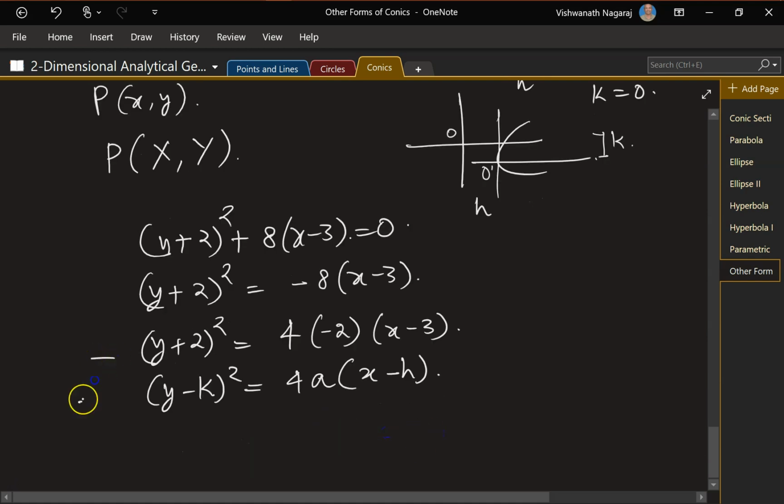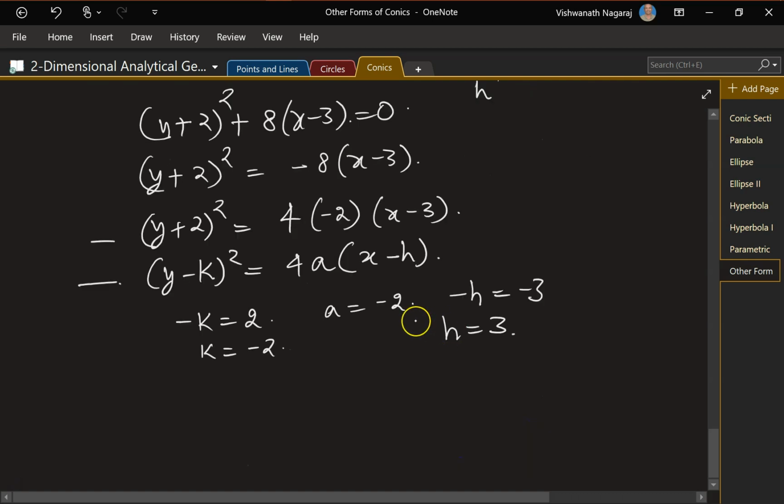So look at these two. Minus k is equal to 2. So k is equal to minus 2. Right? Direct comparison. Here a is equal to minus 2 and minus h is equal to minus 3. So h is equal to 3. So you have h, you have a, you have k. Now let's take another example.